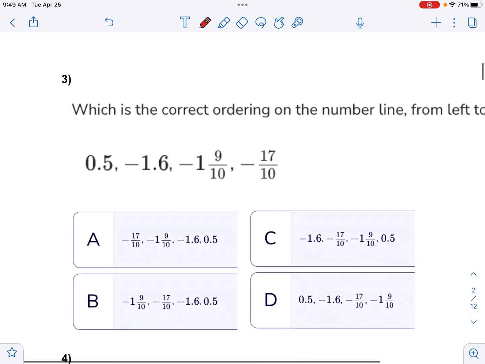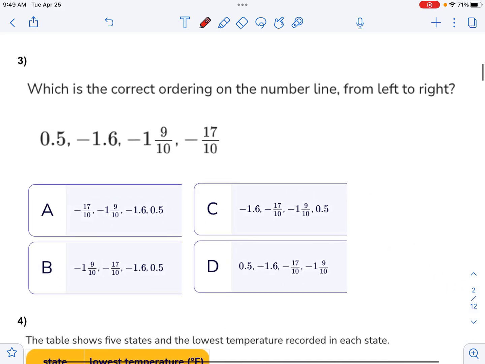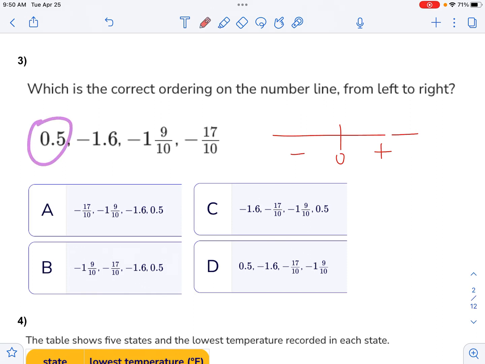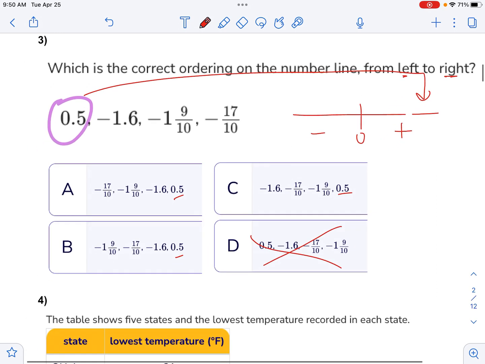Oh, you're doing great. Keep it up. What is the correct order on the number line? So, quick number line. Got my 0 here. These numbers are positive. These numbers are negative. So, when I look at these, this is my only positive number. So, if I'm going from left to right, that means this number right here is the furthest to the right, which means this one's out. Can't be that one. And these all end with that number. So far, A, B, and C are in the process here.